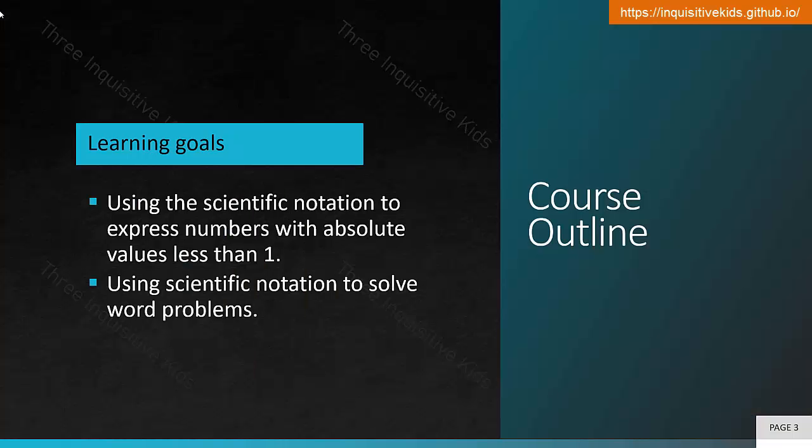Learning goals. Using the scientific notation to express smaller numbers with absolute values less than 1. Using the scientific notation to solve word problems. Review.